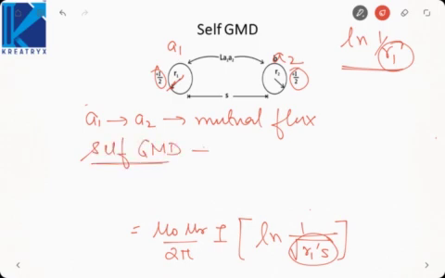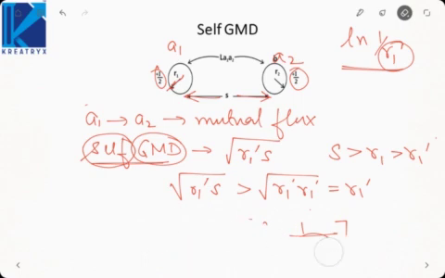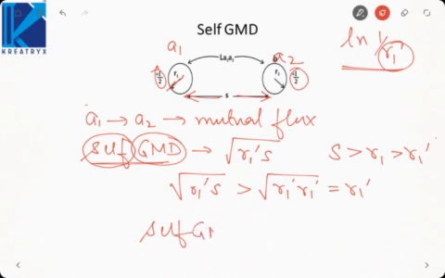Self geometric mean distance is under root R1 dash S, because GMD signifies mutual flux and self indicates that this is the mutual flux within the same phase. That is why self GMD. Now obviously this distance S is greater than R. So under root R1 dash into S is greater than under root R1 dash into R1 dash. That means self GMD is greater than GMR. So here we have increased the effective radius.